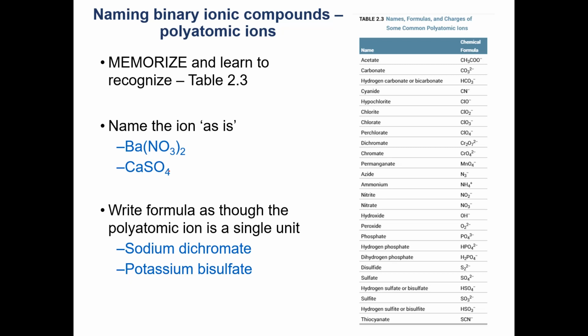So let's try to name this. Ba(NO3)2. Ba is barium. And if we look at the table over here, NO3 negative is nitrate. So this would be barium nitrate. If we look at CaSO4, Ca is calcium. SO4, if we look and find it in our table here, SO4 is sulfate.